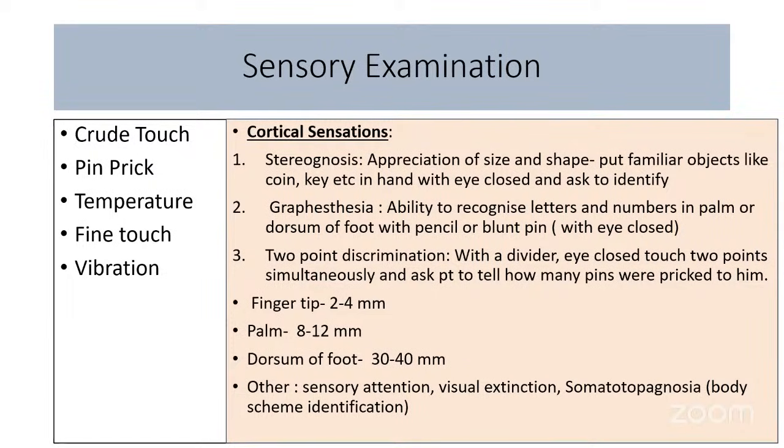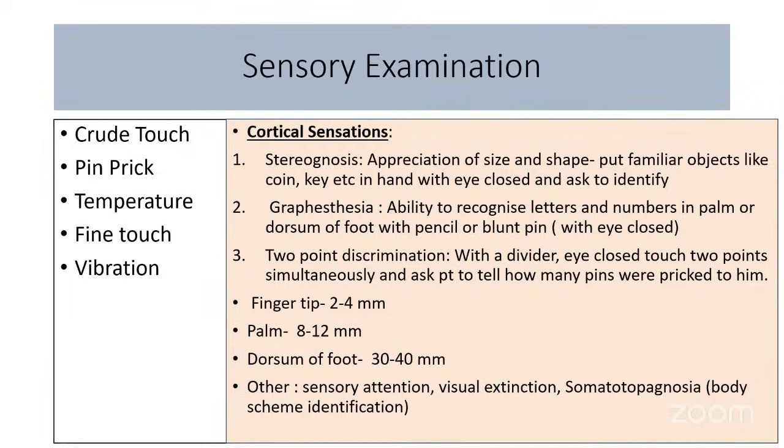So going into the sensory examination. In the sensory examination, we'll do the normal crude touch, pin prick, temperature, fine touch, and vibration. Once the normal sensations are normal, we have to check for the cortical sensation. In cortical sensation, we have stereognosis, graphesthesia, and 2-point discrimination. For stereognosis, we give familiar objects like a coin, key, pen cap, or other things, and we ask the patient to close the eyes and keep the object in the hand and ask them to guess what it is.